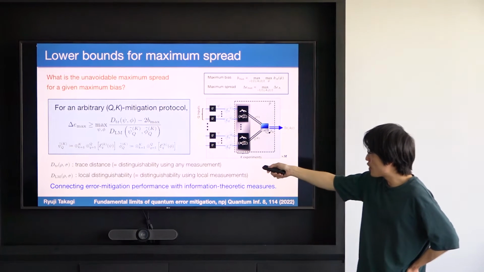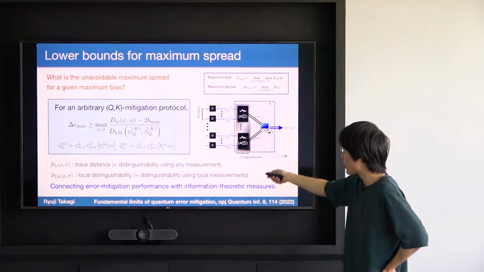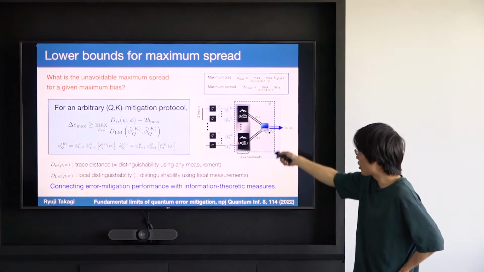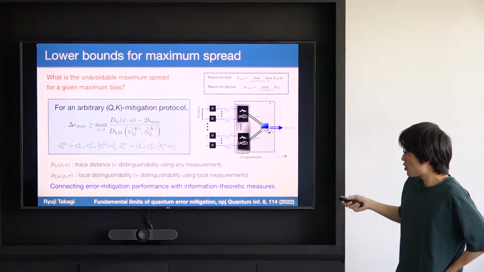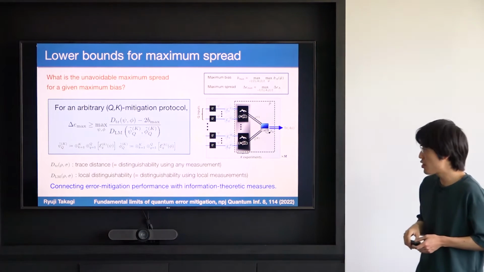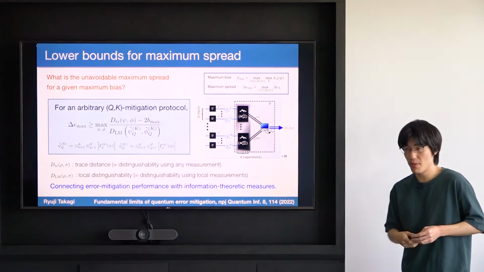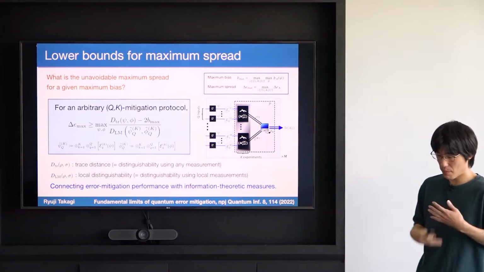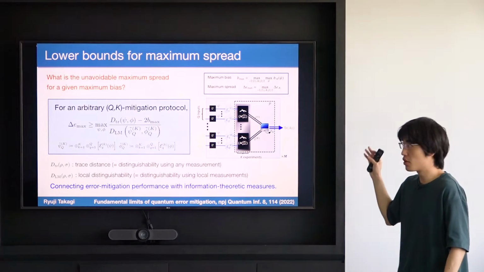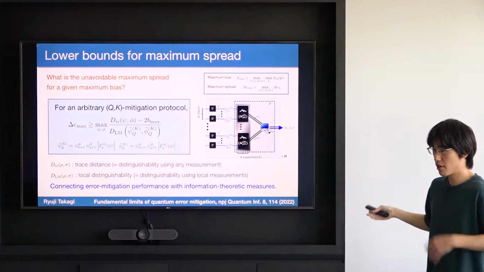Then phi tilde and psi tilde are the noisy states right after the effective noise channels, so this is like a big state over here. So what is this basically saying? How do we interpret this? The first interpretation is that when the noise decreases the distinguishability measure, making the states hard to distinguish, then the right-hand side increases. That leads to an unavoidable increase in the maximum spread.